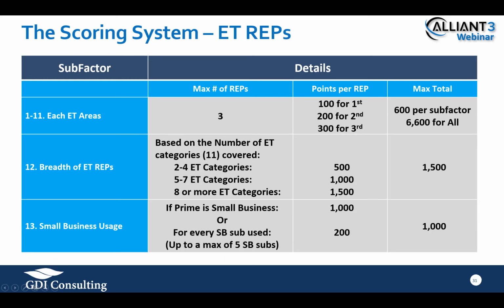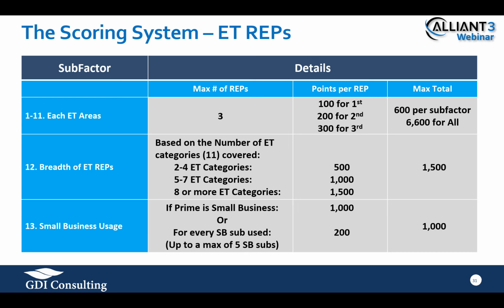Now let's look at the point factors. For 1 to 11, which were the ET areas, the maximum you can provide is 3 contracts. Remember again, these can be commercial or federal. The first contract you provide, you get 100 points. The second contract, 200 points. The third contract, 300 points. So 600 points per subfactor. There are 11 of them, so you get 6,600 for all of them.